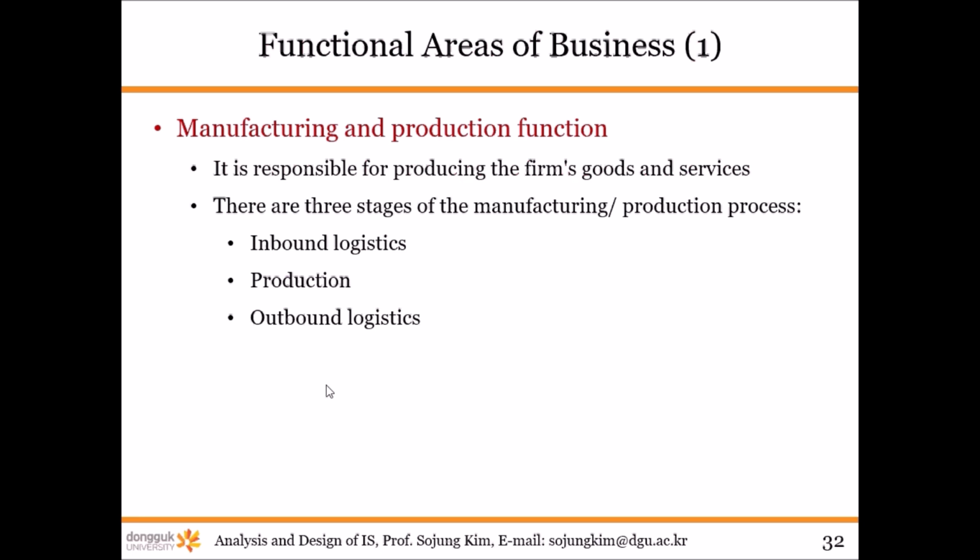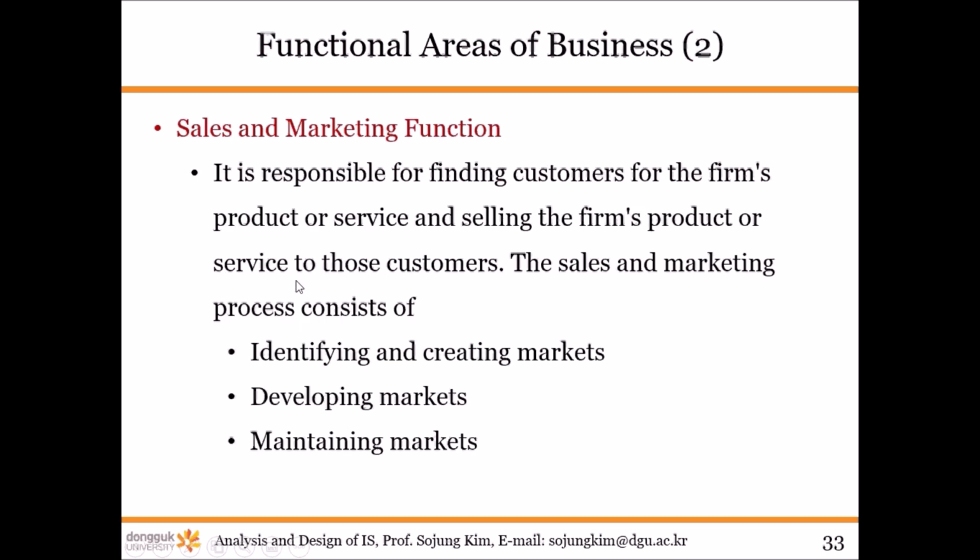And there are three stages of the manufacturing production process: inbound logistics, and then production, and outbound logistics. Okay, so this is between companies or between buildings, something like that. Inbound is internal logistics, between the departments or divisions at the same building or the same facility, something like that. And production, or the same company. And then also we have a production line, right?